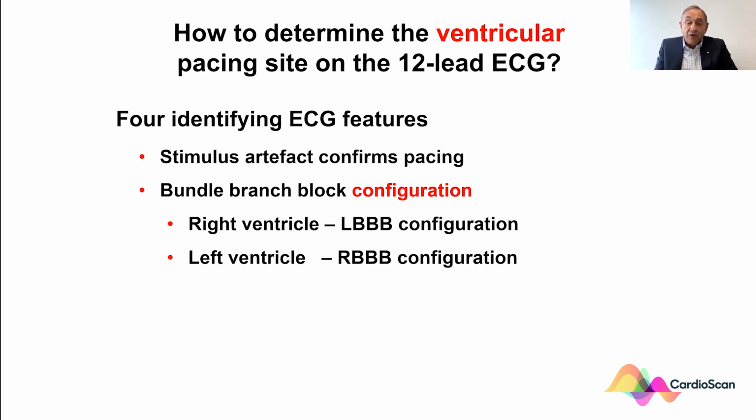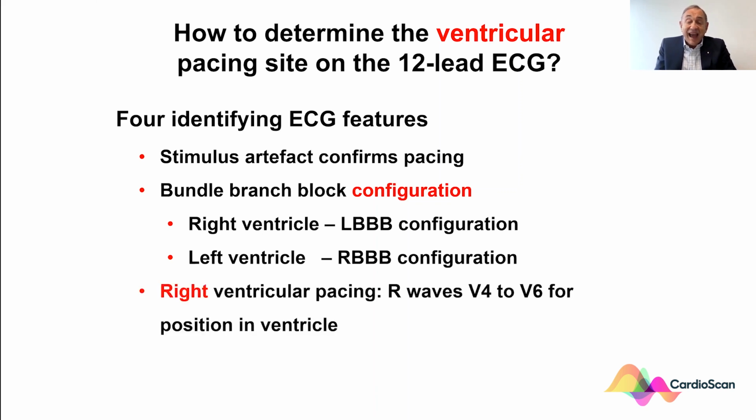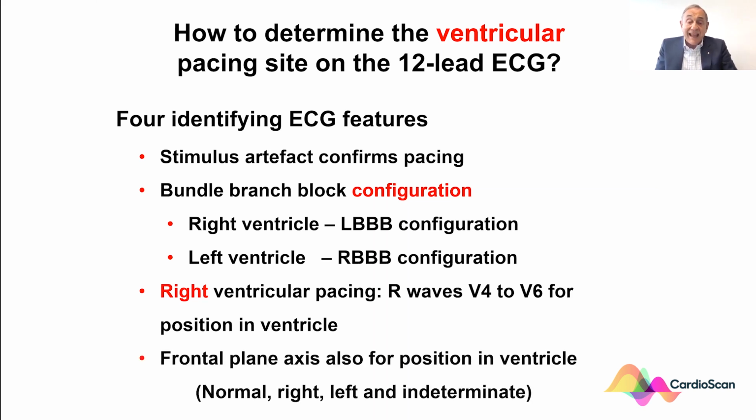But it is not traversing the conducting system. So in fact, it's not a true left bundle branch block or a right bundle branch block, but rather it mimics it, and that's why we call it a configuration. There are 2 other identifying features for right ventricular pacing. The first is that the R waves from V4 to V6 give us the position in the ventricle, as does the frontal plane axis. It gives you a normal, right, left, or indeterminate axis, which tells you where the lead is.